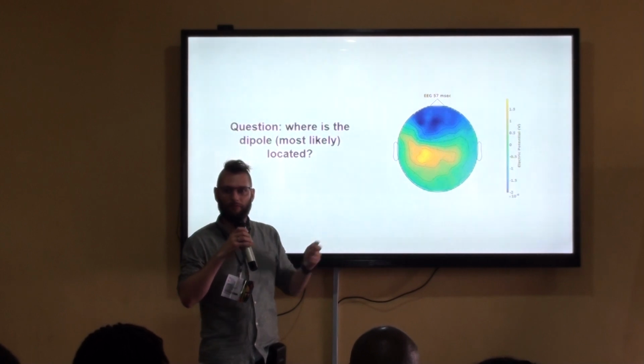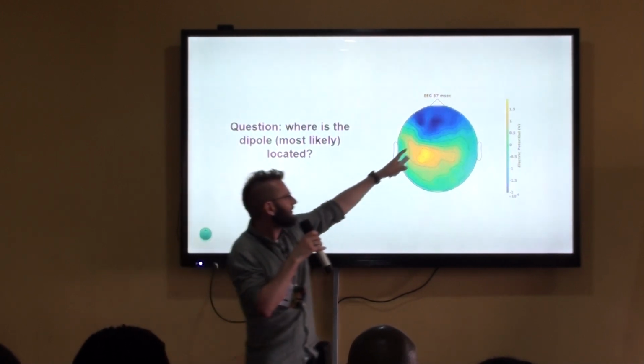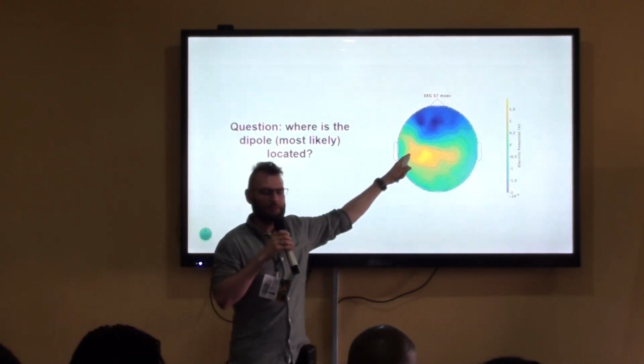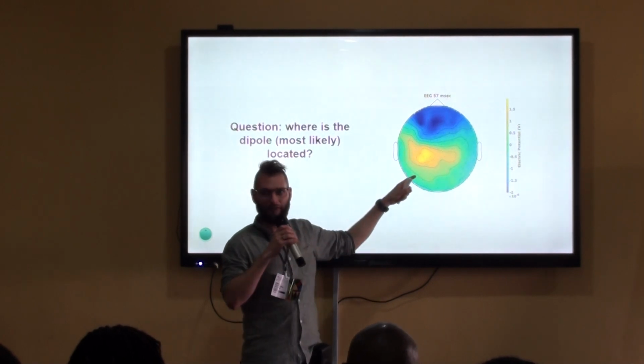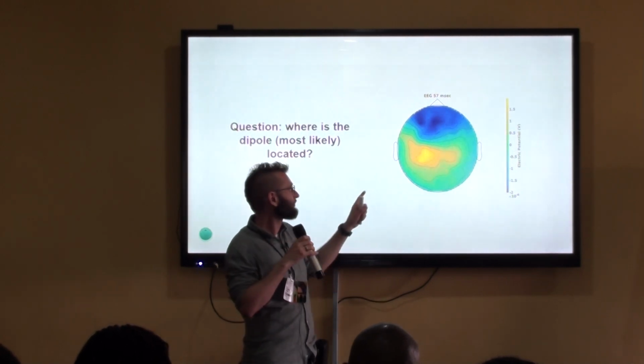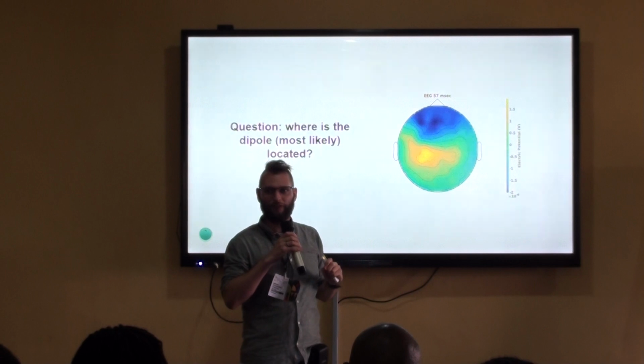So we have the blue part. Yes, I think that's a really good guess. Yes, but actually, when we think of a dipole, it has a positive and a negative part.